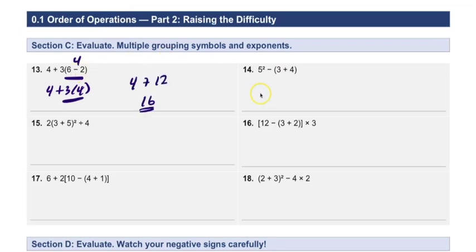Over here, I'm actually going to do kind of 2 things at once. 3 plus 4 goes first, so that is 7. I guess I won't do 2 things at once, to do it in order. And now here we're going to do 5 squared, so exponents. 5 squared is 5 times 5, so that's 25. So 25 minus 7, and that gets me 18.